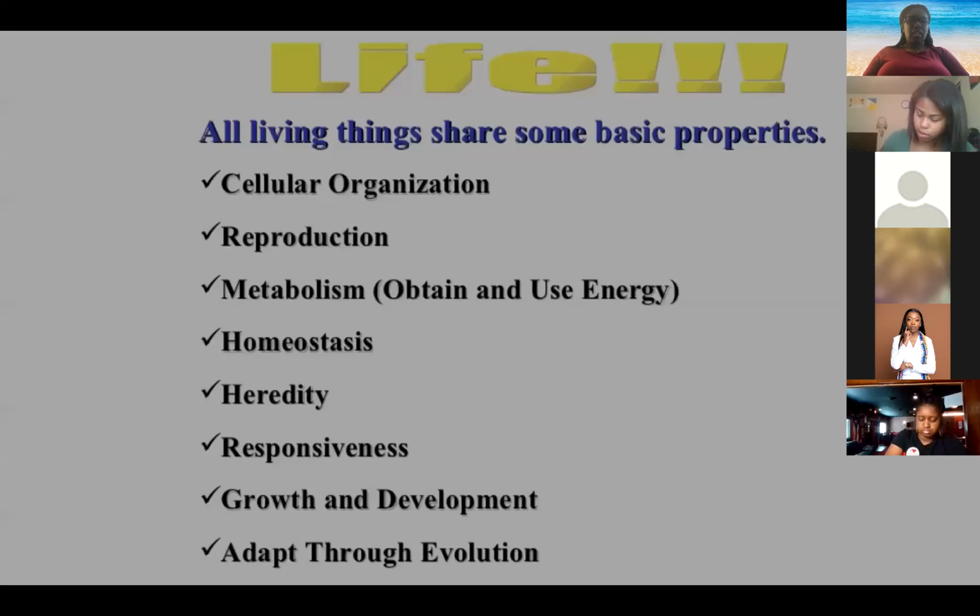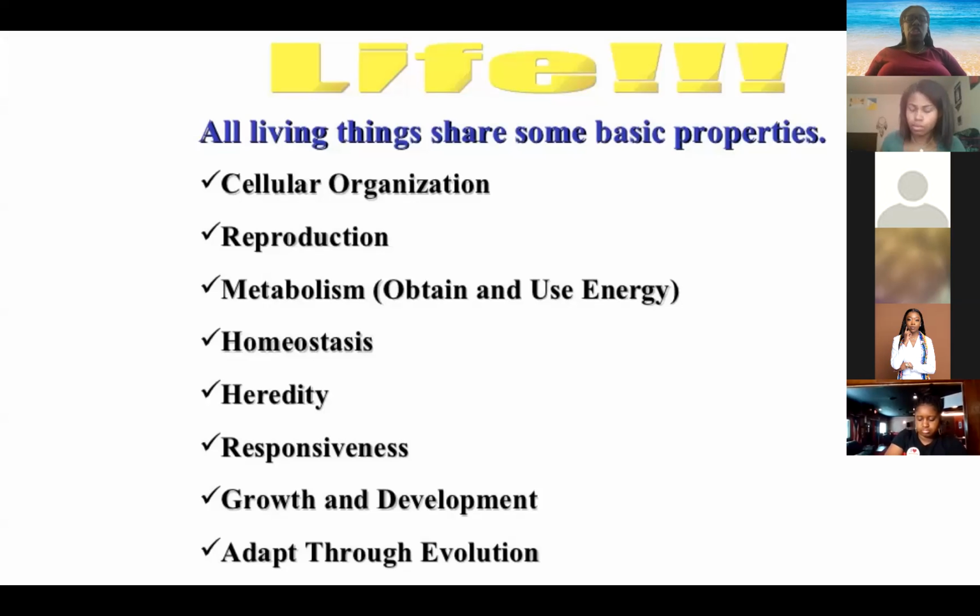So all living things share some common basic properties. Go ahead and jot these down and then we'll elaborate on them in just a moment. The first one is cellular organization. All living things are going to contain cells. We'll talk about the cell theory in a little bit in this chapter. That's the concept that all living things are made up of cells. So cellular organization. This is what you saw in that video that we watched the other day.